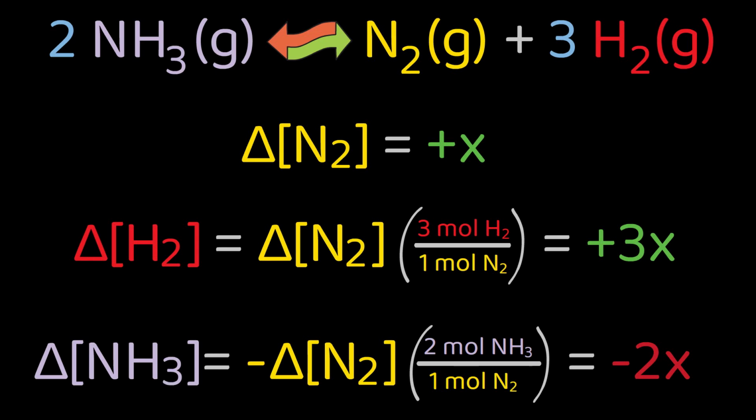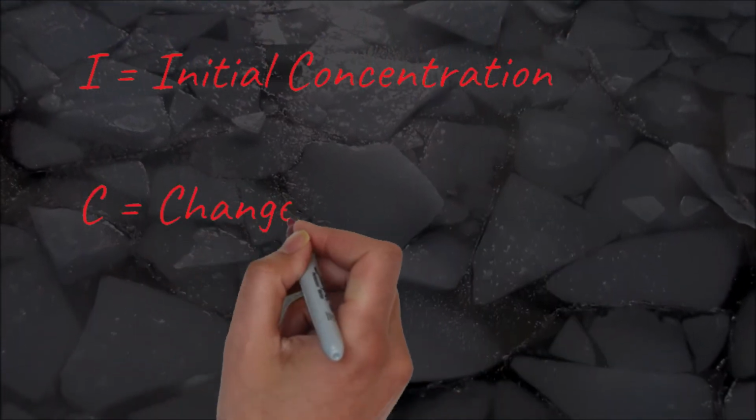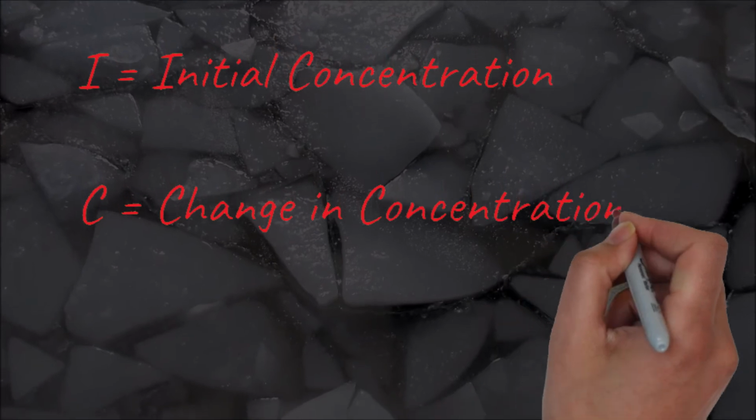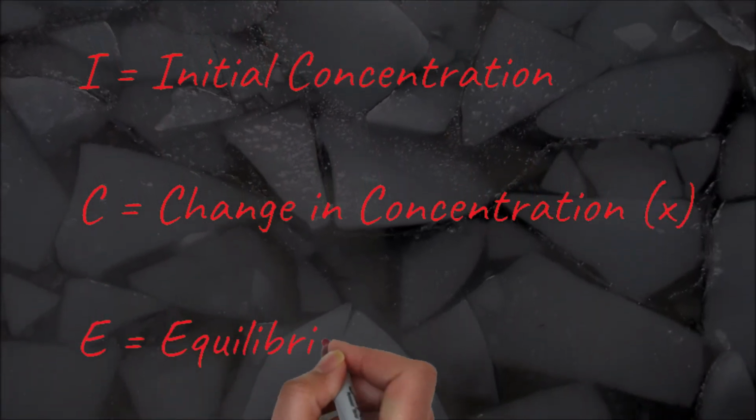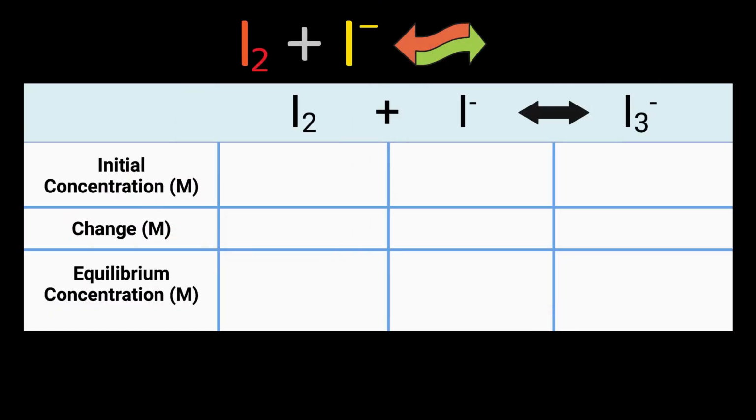Now let's use this information to set up an ICE table. ICE is an acronym that stands for initial concentration, change in concentration, and equilibrium concentration. We can use what we know about concentration changes and the formula for an equilibrium constant to figure out Kc for a reaction. Let's try it with this one.